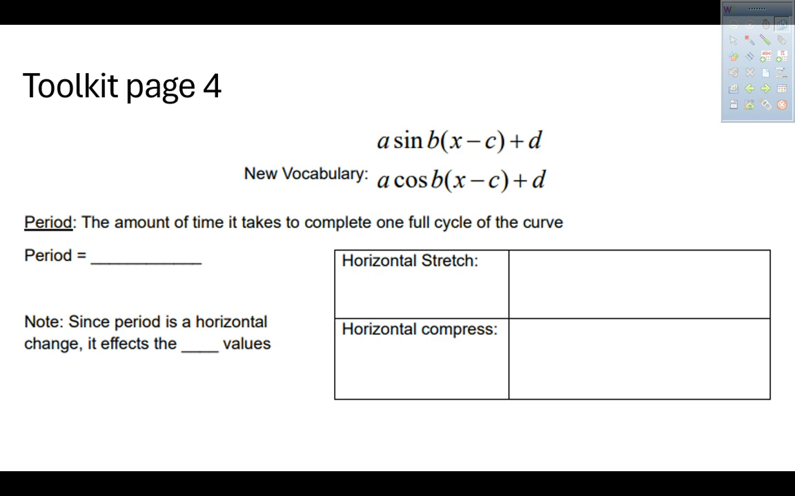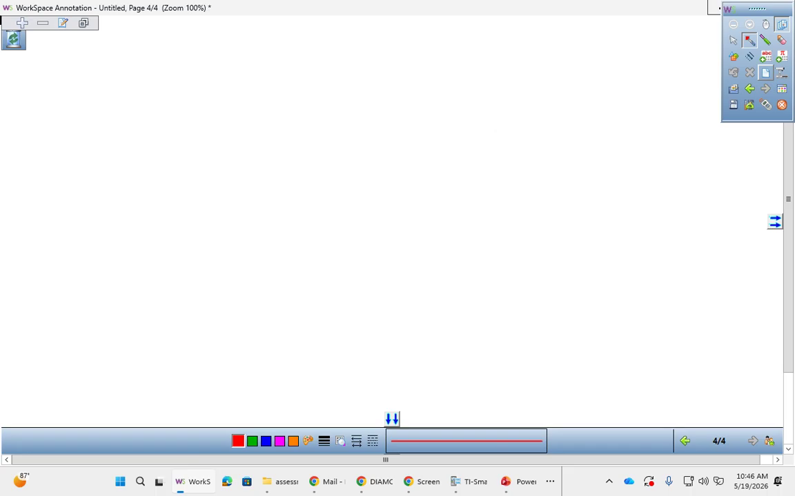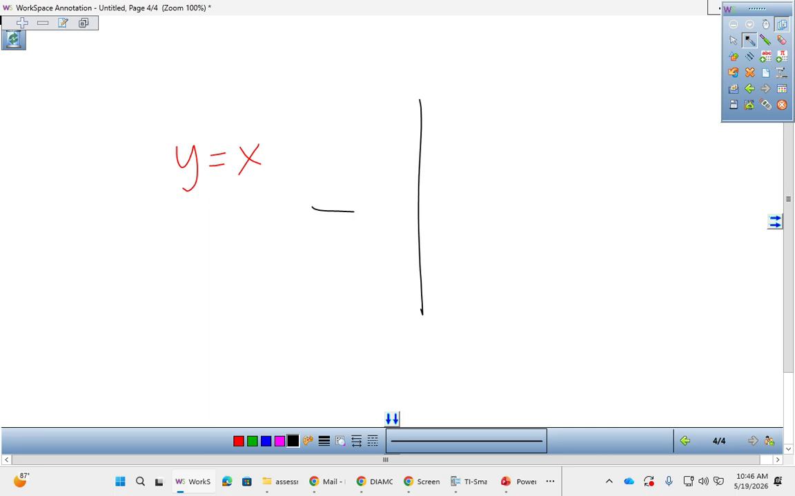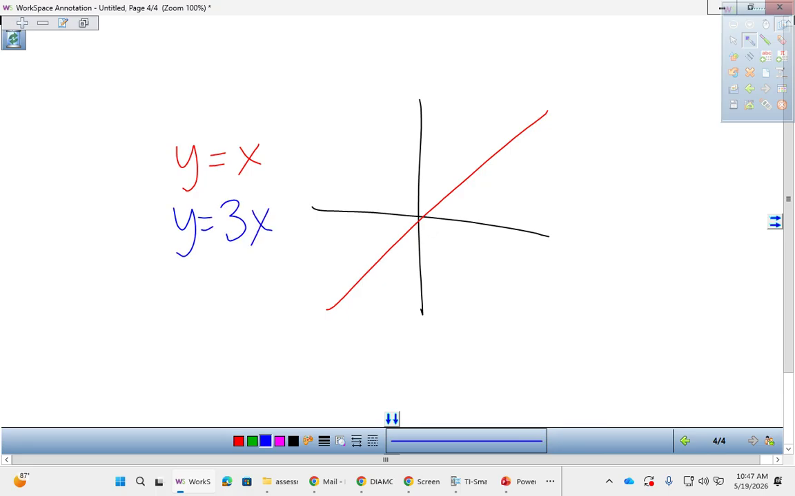But that speed changes when you put something in the B spot, okay? The B is kind of like a slope. See how it's next to an X? So I want you to think about y equals x, all right? So if I were to graph y equals x, let's say it looks something like this, all right? What if I were to graph y equals 3x? What happens to the graph?